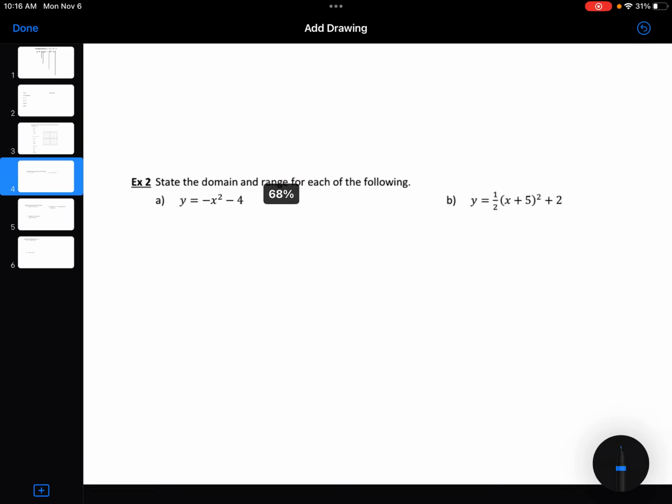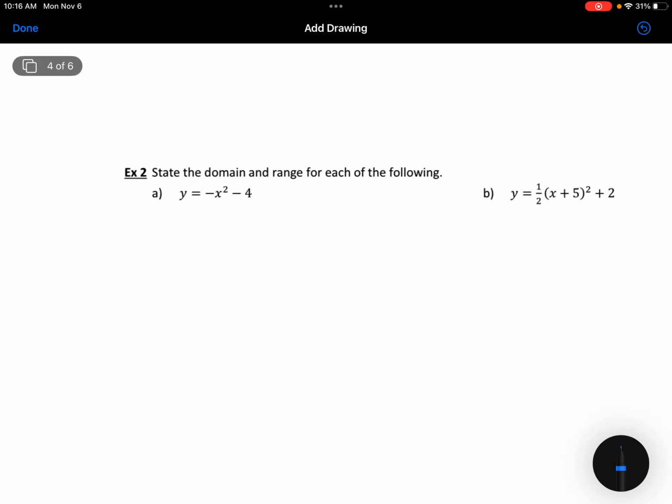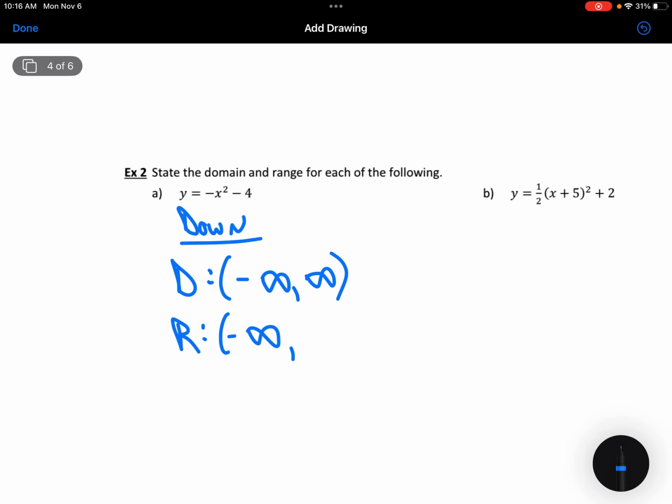All right, so let's look at these ones. State the domain and range of the following. Well, the first thing we need to do is recognize if it's facing up or down. This one's facing down, so that one's gonna help us. We know our domain is always the same. Our domain is always -infinity to +infinity. If it's facing down, that means that our range starts at -infinity because it's gonna go down forever and gets up to our y value of our vertex, which is always what's being added at the end, or subtracted in this case. So we have -4.